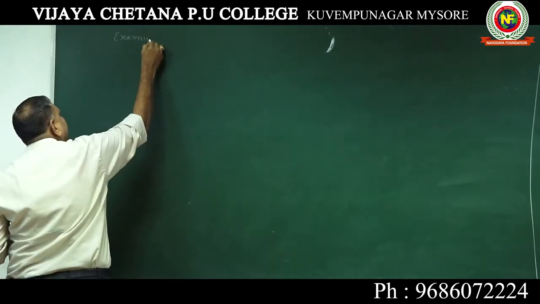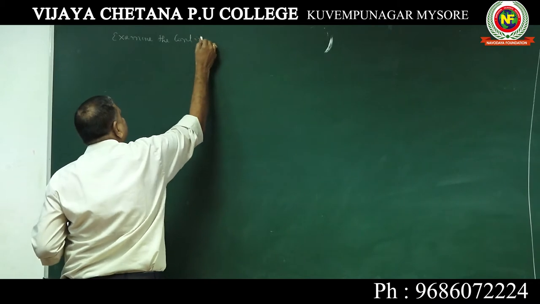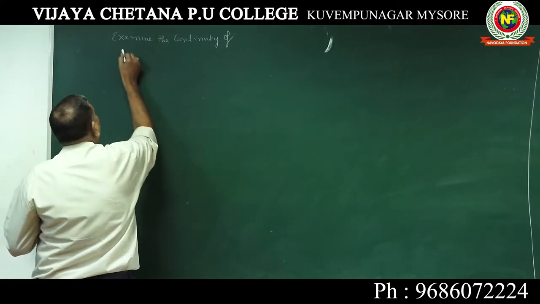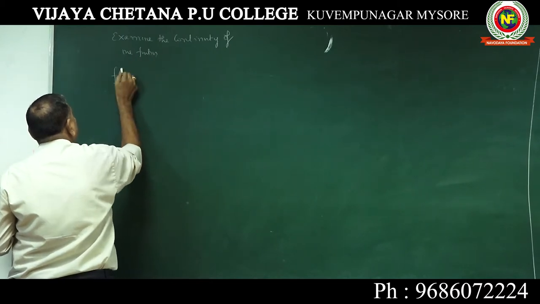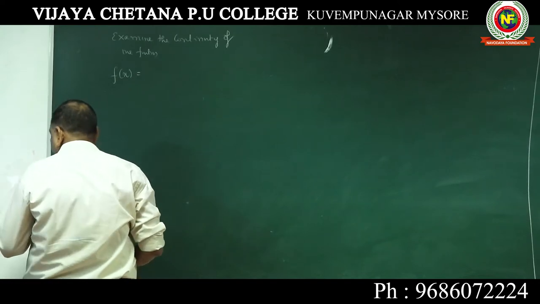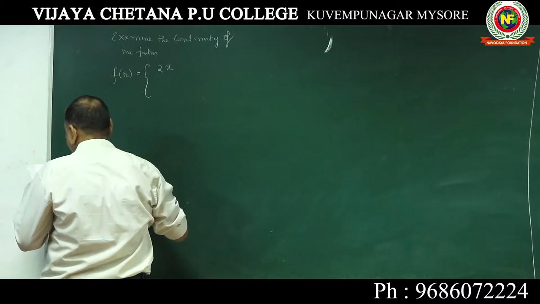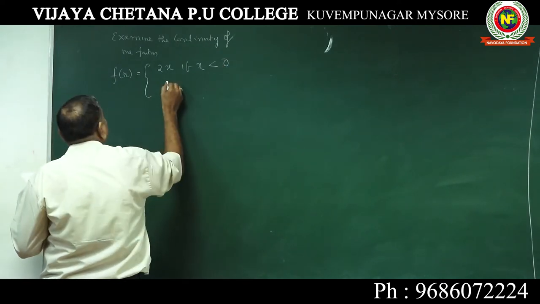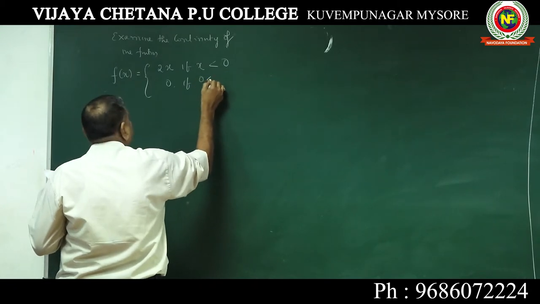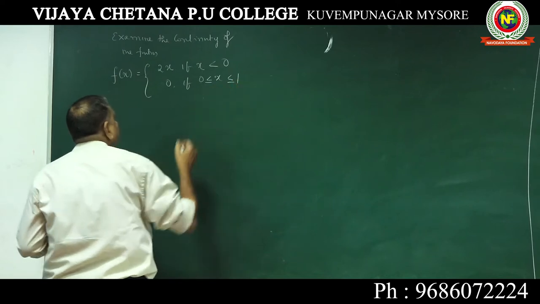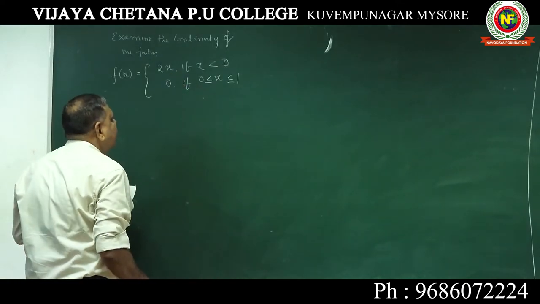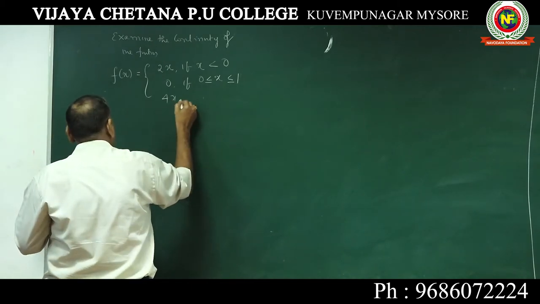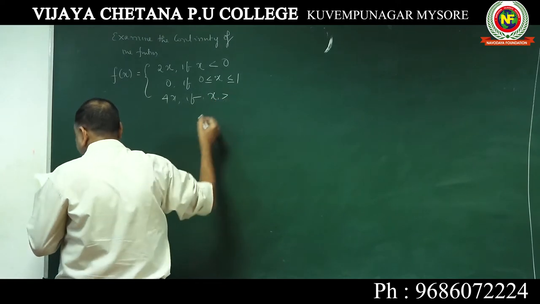Take this. Examine the continuity of the function f(x) equal to 2x if x less than 0, 0 if 0 less than or equal to x less than or equal to 1, and 4x if x greater than 1.